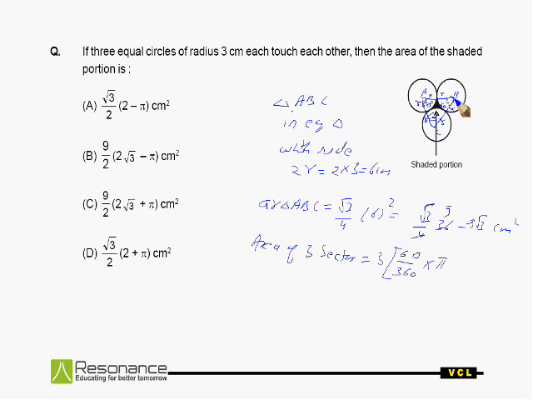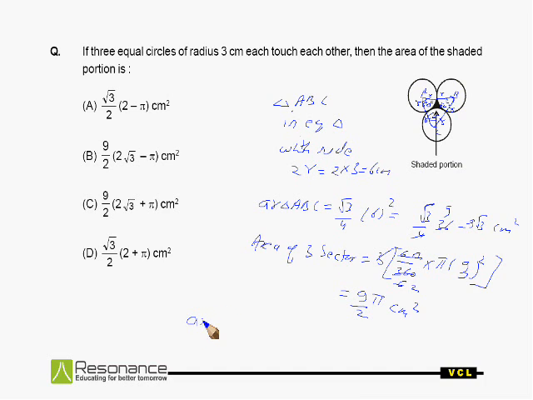Here the radius is 3 centimeter, so pi r square. By cutting 60 by 360, 6 times, and by cutting 3 into 6, 2 times, we get 9 pi by 2. That is the area of the three sectors, 9 pi by 2 centimeter square.